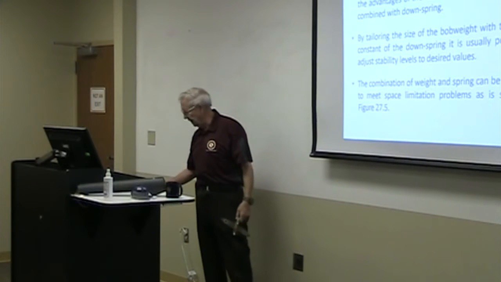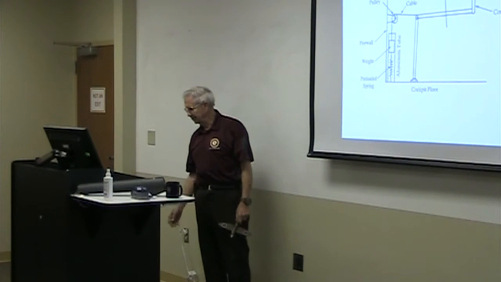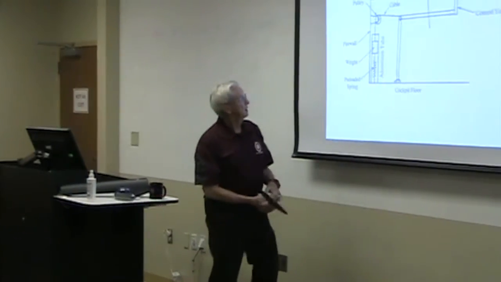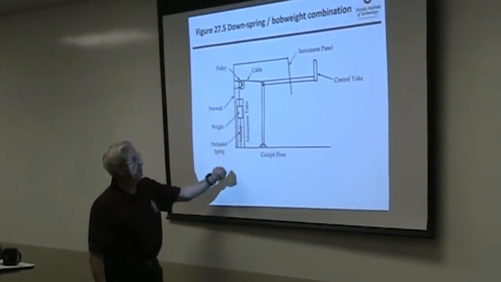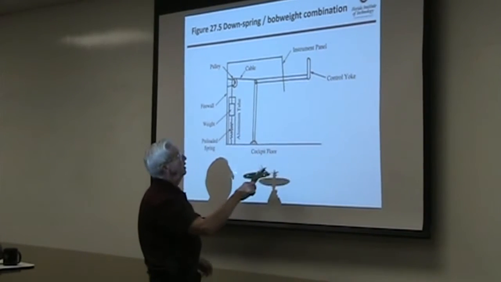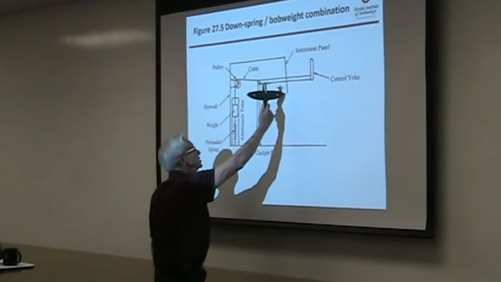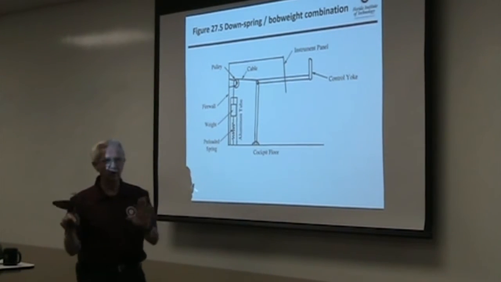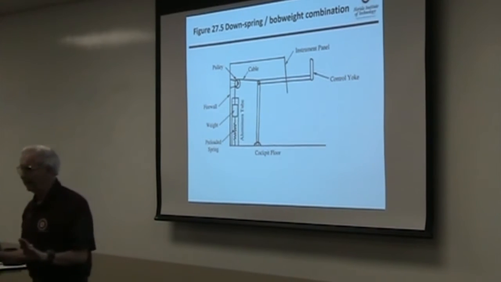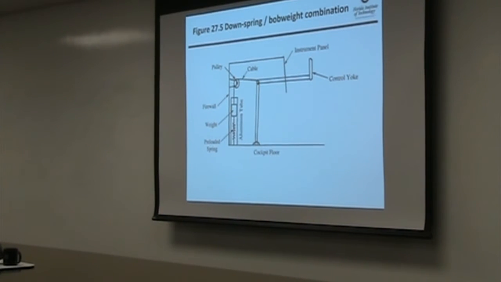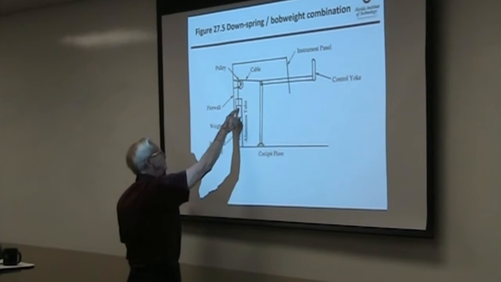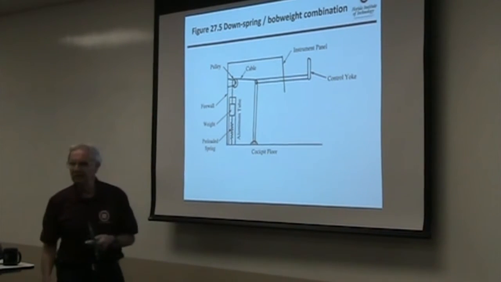Let me show you one that I did. Essentially, this was in my first job as a test pilot. This is the firewall of the airplane. Cockpit floor here, you know, control yoke. Here's the instrument panel. And so we put an aluminum tube between the rudder pedals, tied the spring to the cockpit floor and the spring to the weight around the pulley, and tied it to the control yoke.